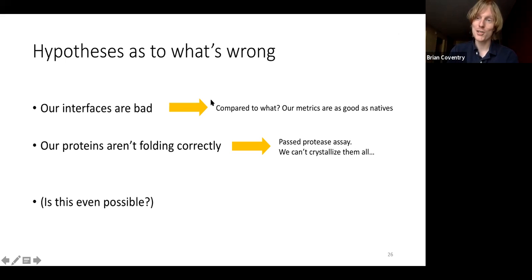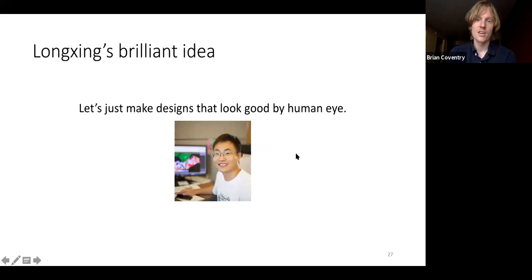So Longxing had the brilliant idea, let's just make things that look good. Okay, taking the bold move here that we as humans understand interfaces more than our metrics do, with the basic idea being that your metrics aren't good enough. Let's just do this brute force by hand. And just my shout out to Longxing here. Longxing once looked at 10,000 proteins in one day, filtering for a chip order. It's a record that's never been matched.